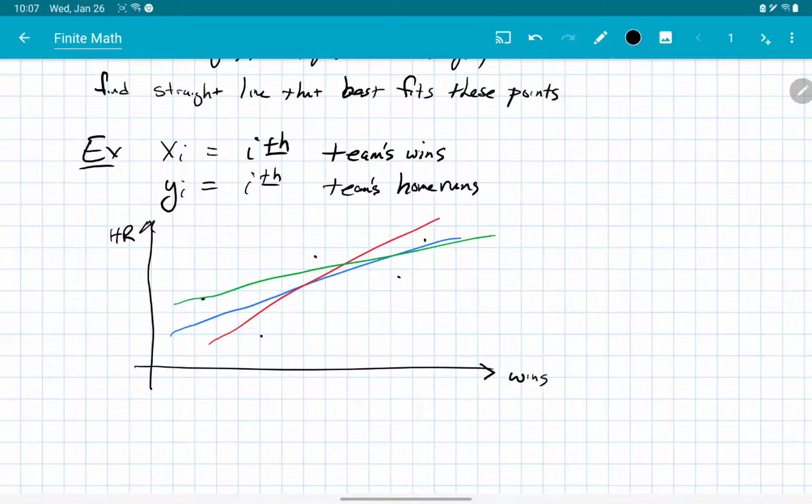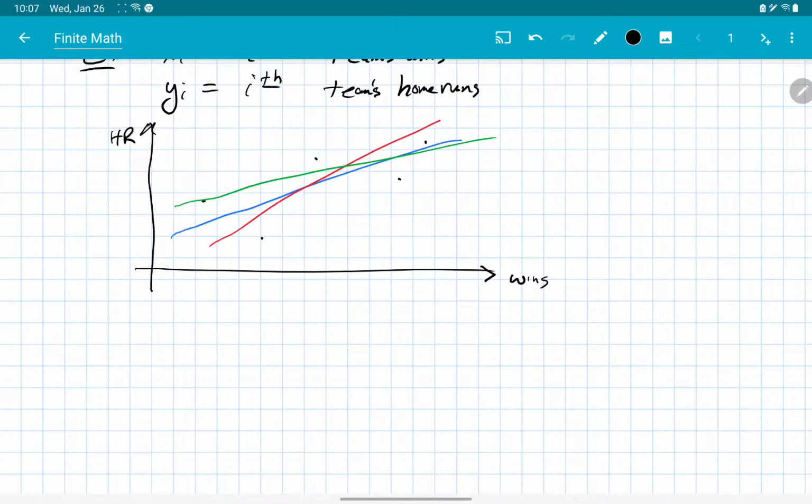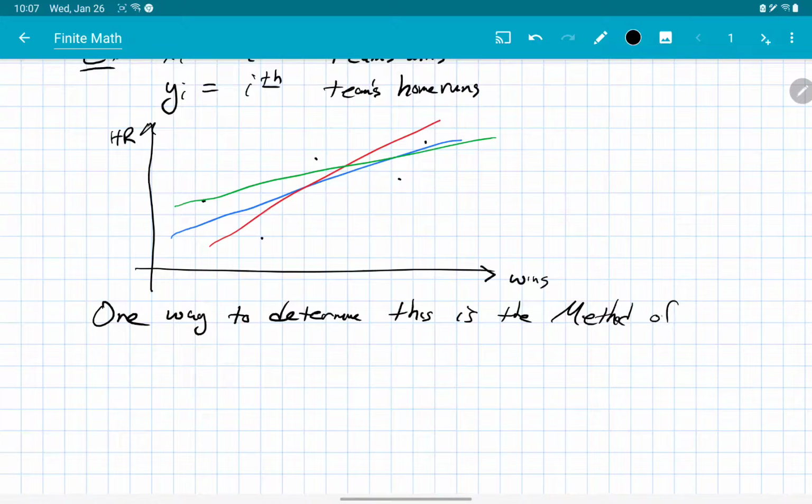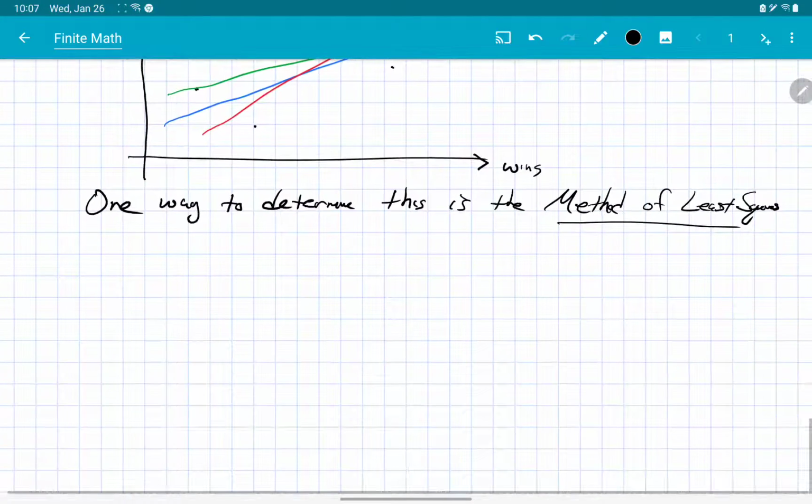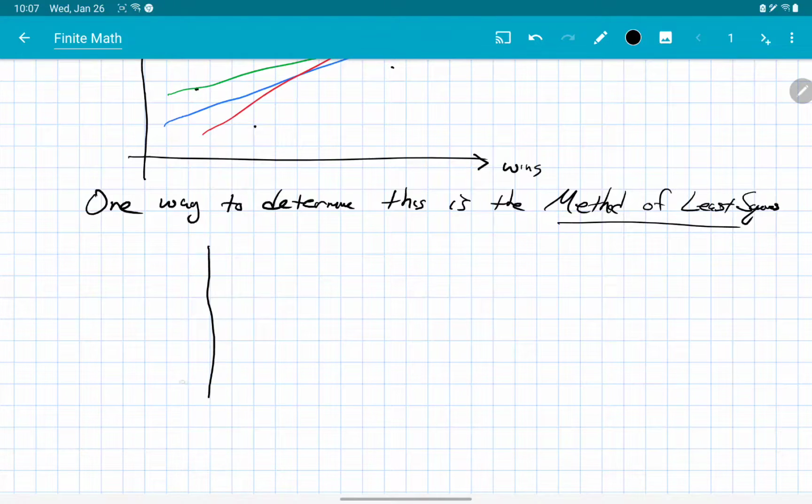So it's clear we have to figure out what we mean by the best line that fits those points. We have to have some way of deciding which one the best is. And one way to determine this is the method of least squares, which is what this section is about. Here's what the method of least squares does.